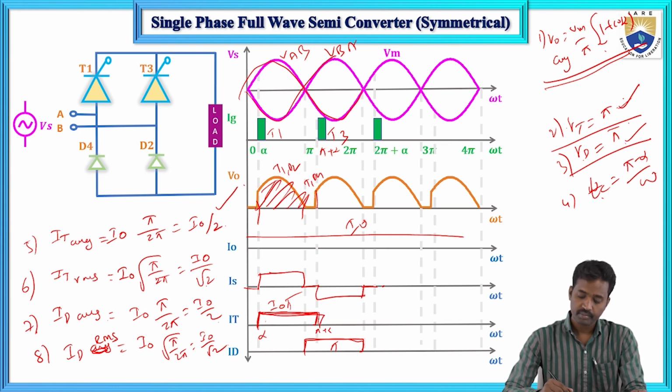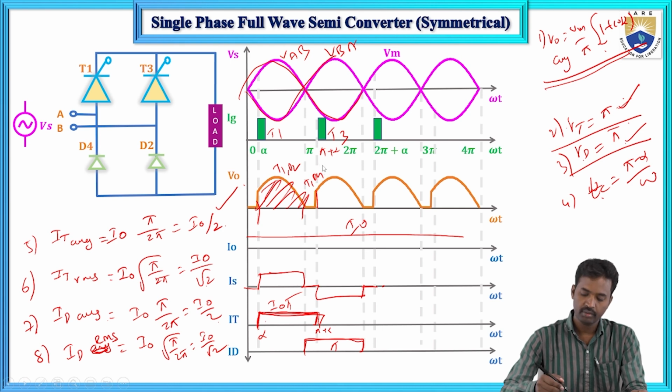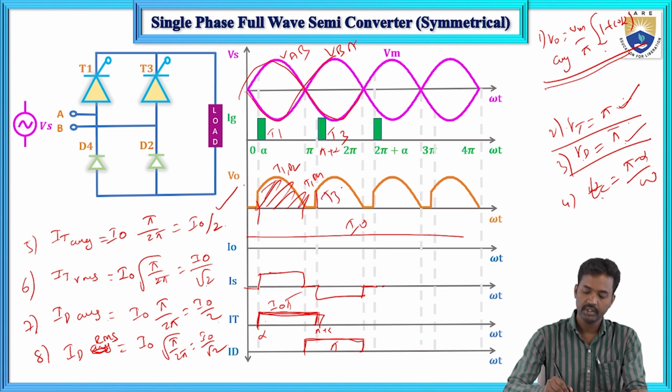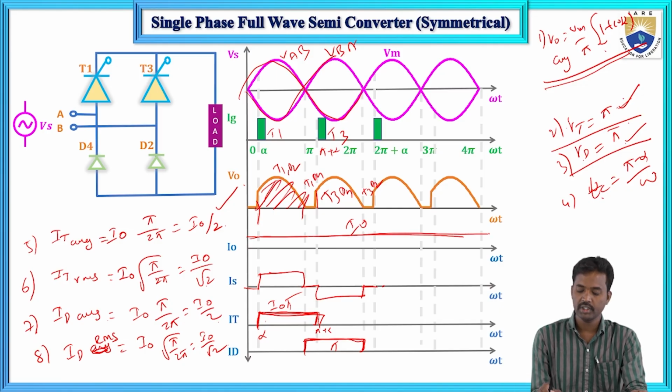And next here, D4, and here this is T3 and D4. T3 and D4 will conduct. So D4 will conduct from pi to 2 pi. So now again T3 and D2 will conduct. So T3 and D4 will conduct. The output voltage is constant because it is a highly inductive load.